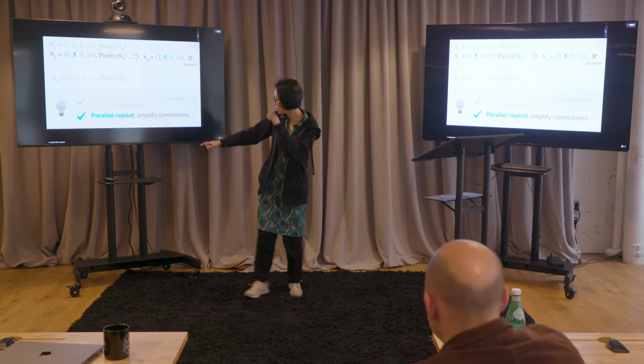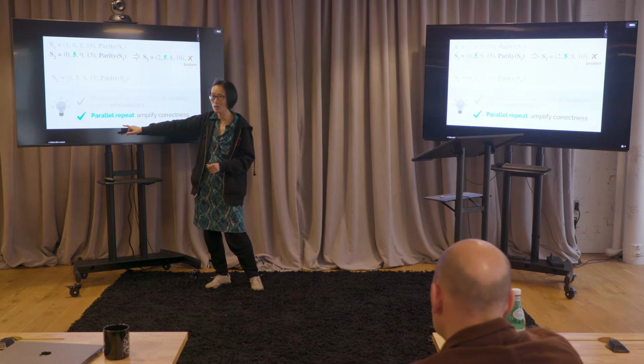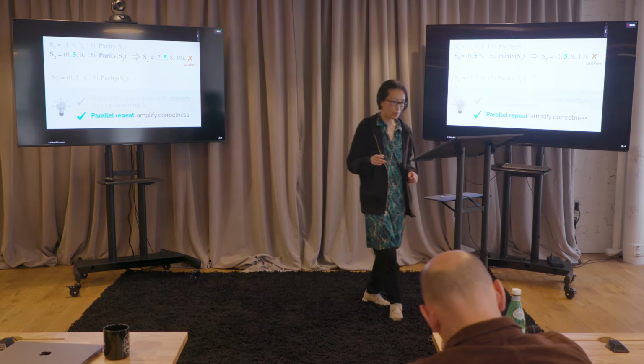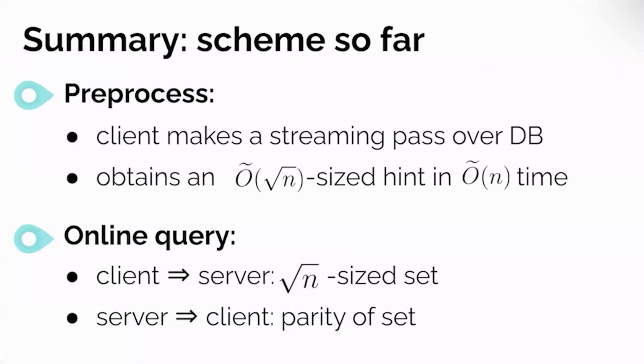In practice, you don't actually have to even suffer from the parallel repetition overhead. You just have to do some additional trick to get rid of the parallel repetition overhead, but I won't go into the details. You can read our paper. So the scheme so far, just to quickly summarize: in the preprocessing phase, the client makes a streaming pass over the whole database, consuming square root n space, and it'll record a square root n size hint in roughly linear time. Online query: the client sends a set of square root n size to the server. The server sends back a single parity. The client computes the answer. So extremely simple.